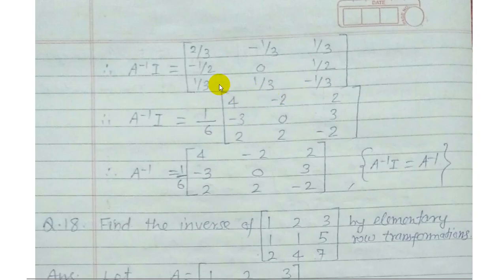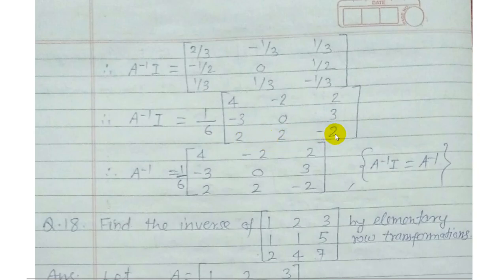So what we see here is that denominators are 3 and 2, right? But LCM of 3 and 2 is 6. So we should take 1 by 6 common from all elements. So therefore A inverse into I equals 1 by 6 common. If we take 1 by 6 common, so what will happen? This will be 4 here. This will be minus 2. This will be 2. Similarly here minus 3, 0, 3, 2, 2, minus 2.